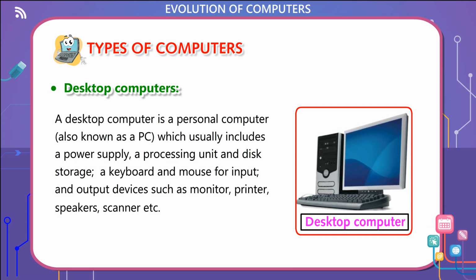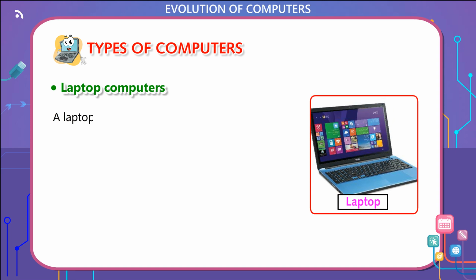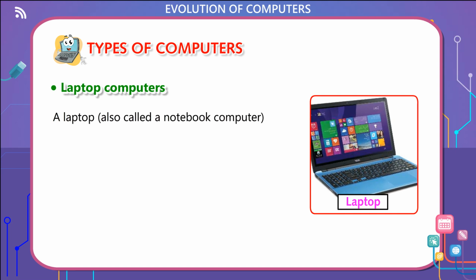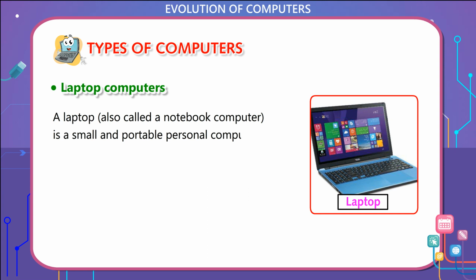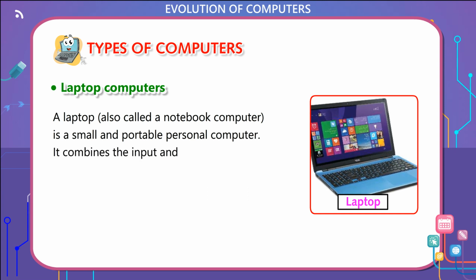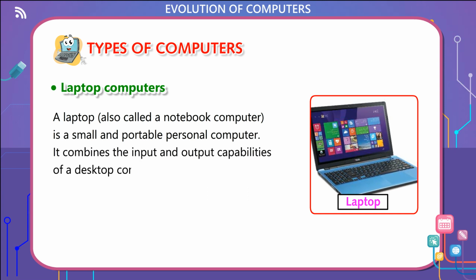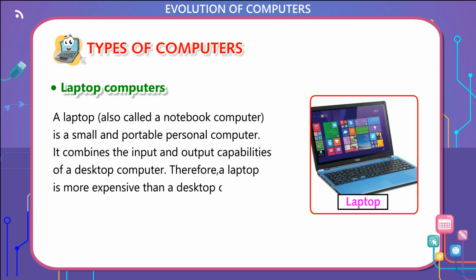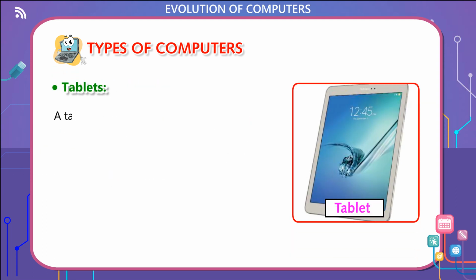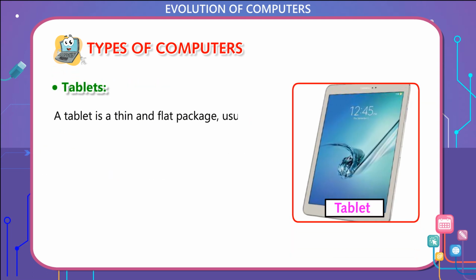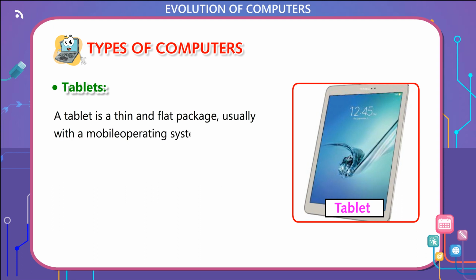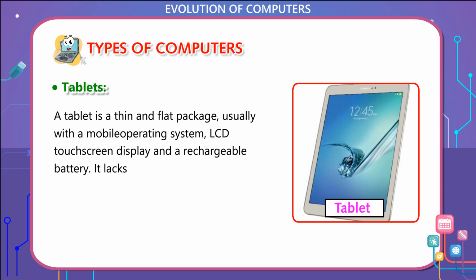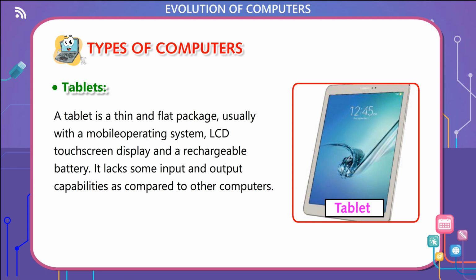scanner, etc. Laptop computers. A laptop, also called a notebook computer, is a small and portable personal computer. It combines the input and output capabilities of a desktop computer. Therefore, a laptop is more expensive than a desktop computer. Tablets. A tablet is a thin and flat package, usually with a mobile operating system, LCD touchscreen display, and a rechargeable battery. It lacks some input and output capabilities as compared to other computers.